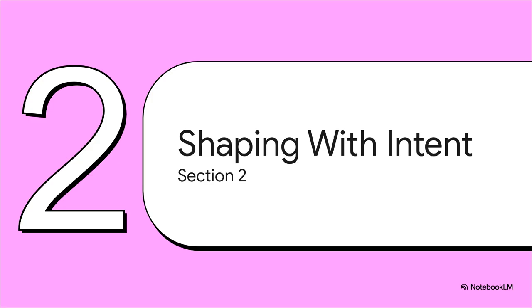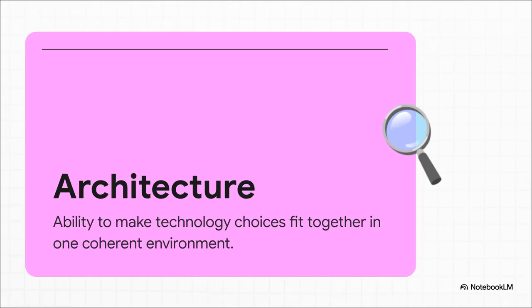Let's look at what architecture actually does within the framework. So the crucial point here is that your technology choices absolutely need to fit together. Architecture is the very first technology capability for a reason, because it shapes the environment the organization is building toward. It's the practical ability to ensure that your strategy, your data, your AI use cases, your automation, and your security can actually all work seamlessly in one coherent environment.